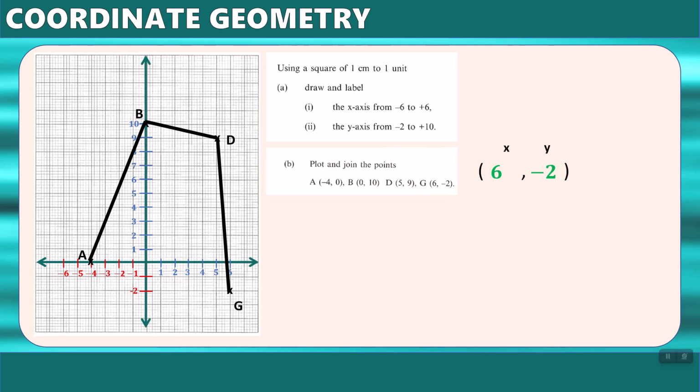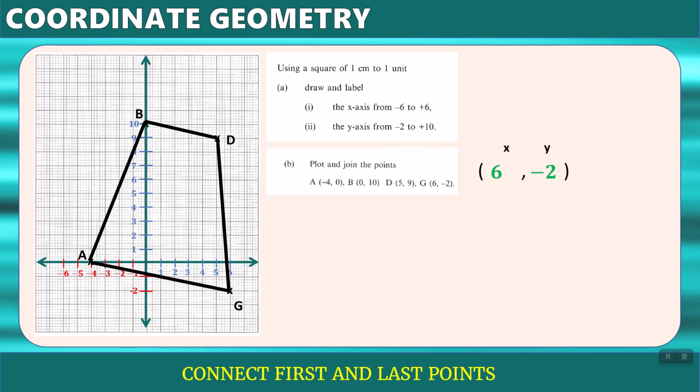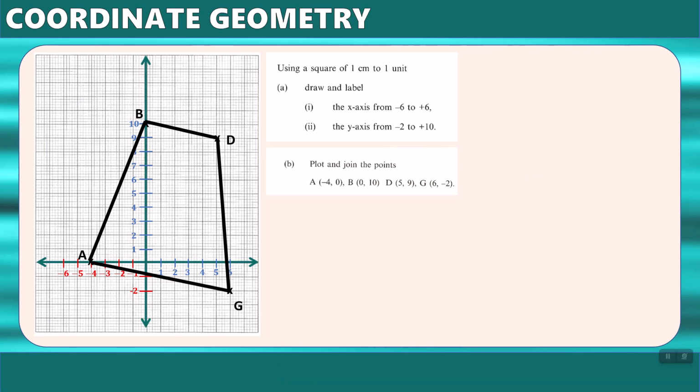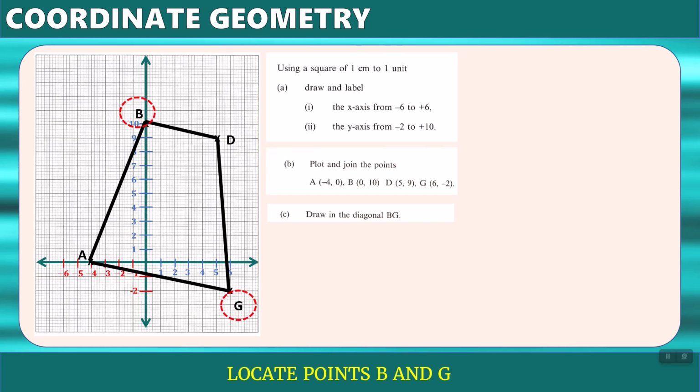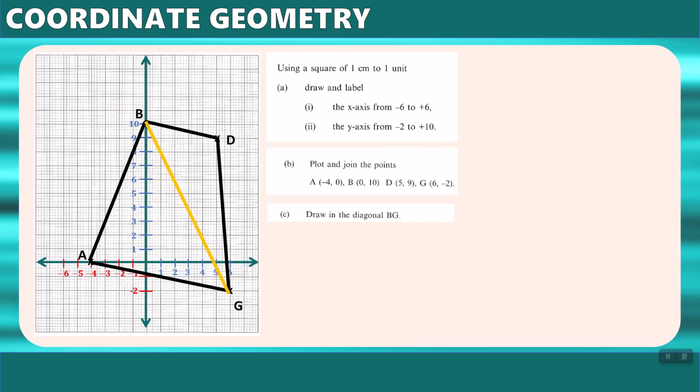We have to now connect the 2 points, the first and the last point, A to G, and there's our shape. And so we have now all of our points plotted, and we've connected all of the points. And part C says, draw in the diagonal BG. Well, that requires first, we need to find point B and G. Here's B, and here's G, and the diagonal just means to draw a line from one point to the next. So we go from B to G, and there is our diagonal.